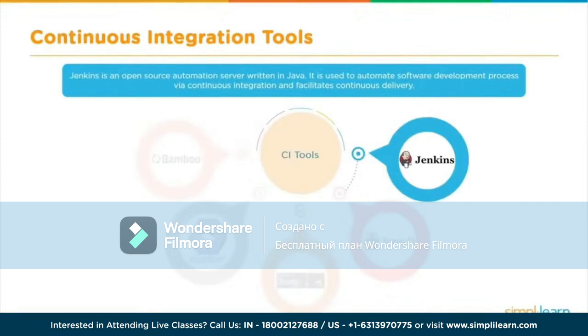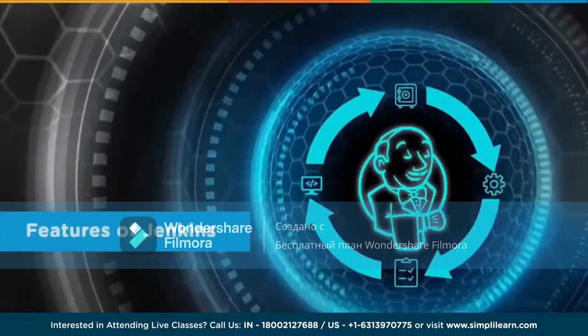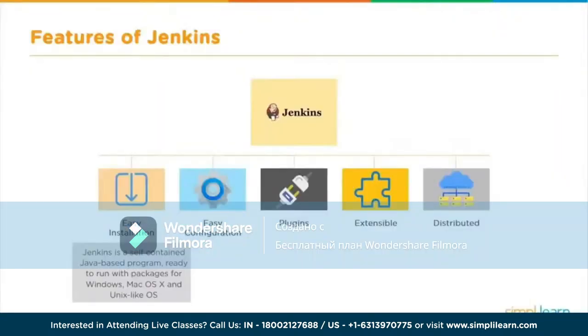So you're always getting new features being added to it. It's a tool that really becomes the center for your CI environment. So let's jump into some of those really great features that are available in Jenkins. Jenkins itself is really comprised of 5 key areas around easy installation, easy configuration, plugins, extensibility, and distribution.